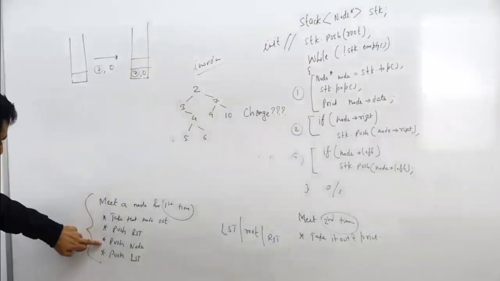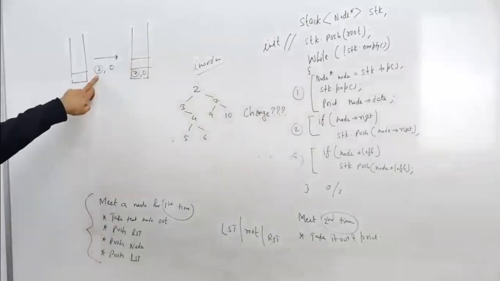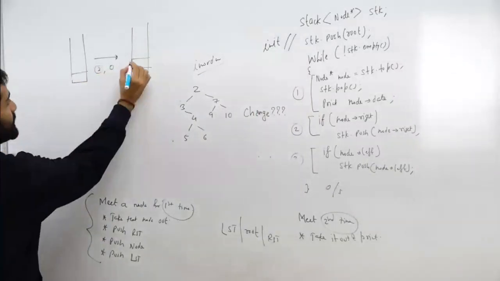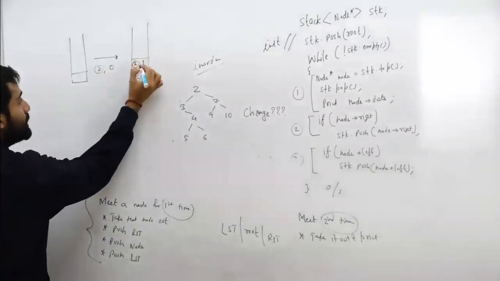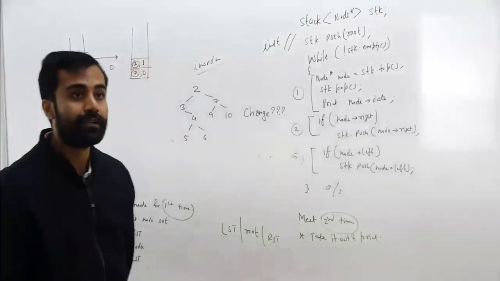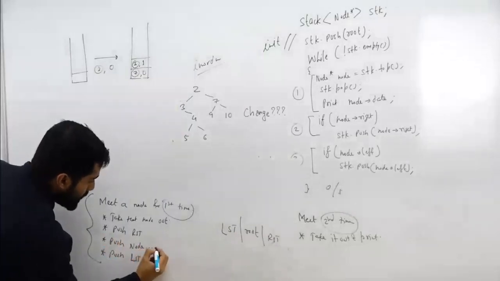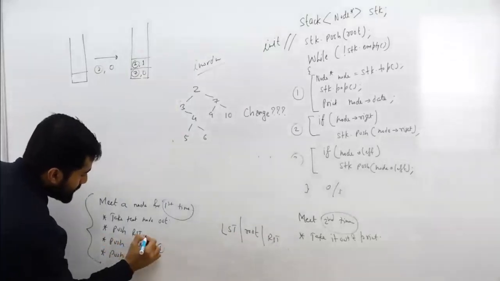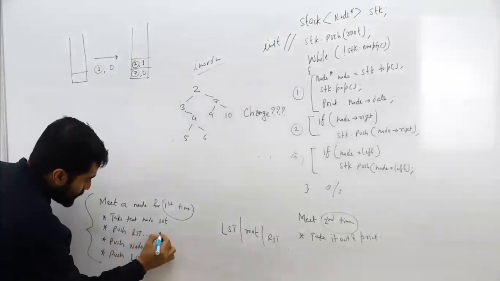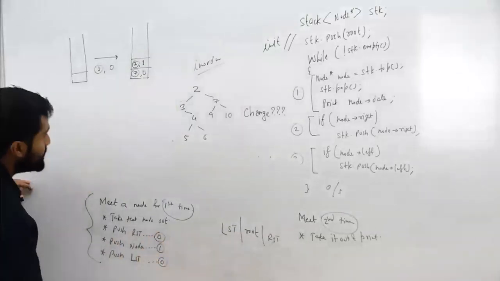And then the next step is to push the node again. Now, when you push this node again, what should be the flag? The flag should be 1. Why? Because now you're pushing it for the second time. So an important point over here is when you push the node, push it with flag 1. And when you push the right subtree and the left subtree, push them with 0.